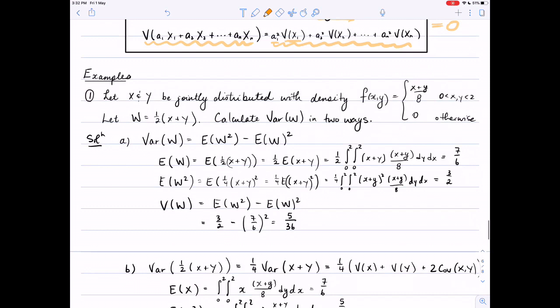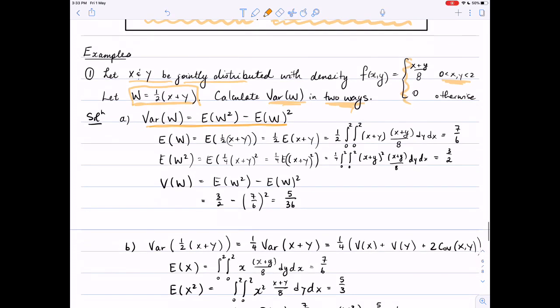So let us calculate, first of all, here we've got x and y jointly distributed with the density function given here over this rectangle. We are looking to calculate the variance of w, where w is the average of x and y, isn't it? It's 1/2 (x plus y). We're going to do this in two ways. The first way we're going to do using the variance formula. And the second way that we're going to do it is by using this covariance expansion that we have just talked about here.